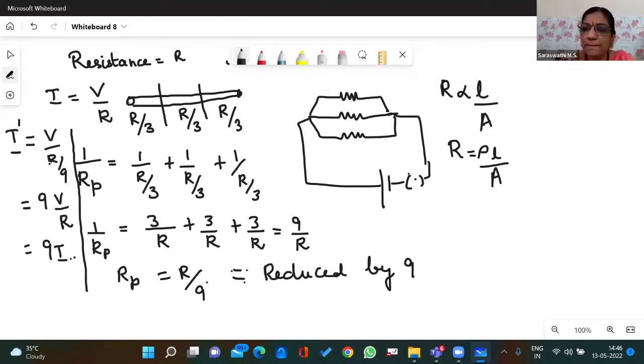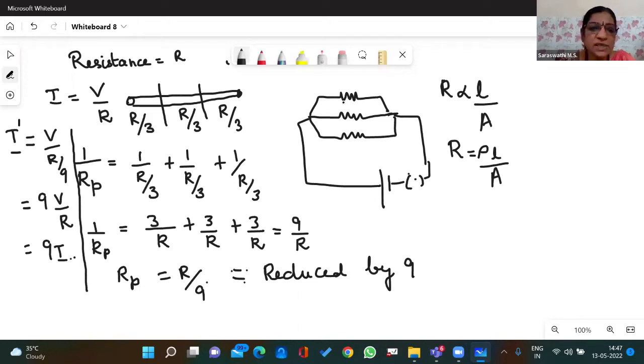Clear? Any doubts? Ma'am, if for each resistance we have a different current value, shall we take R by 3, ma'am? No. The total current is going to be 9I, right? So what will be the current through each of them? 3I, 3I, 3I. Because the resistances are all constant.